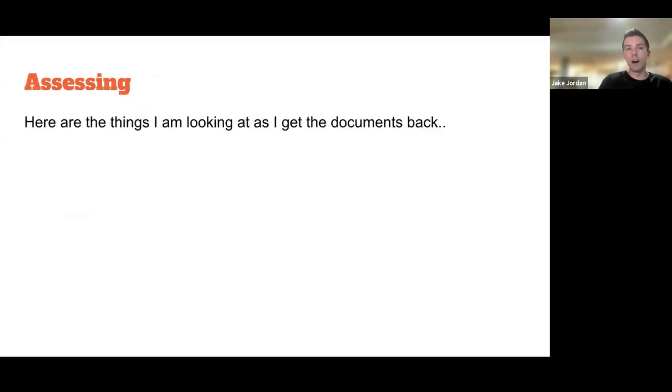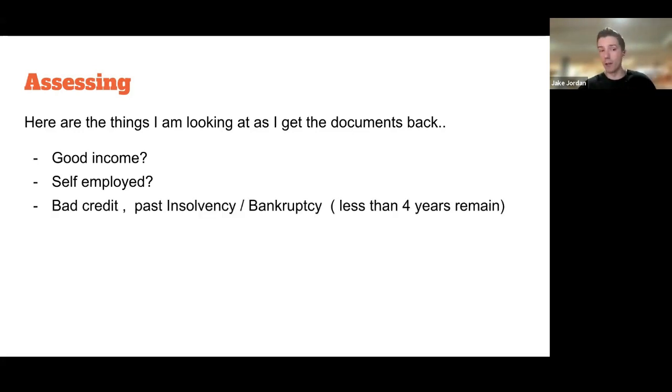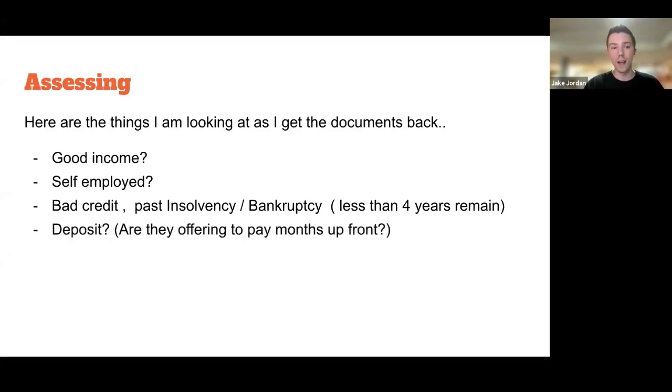So once I get these documents back, I like to assess things. I like to see where they stand and try to place them into different boxes. So, do they have good income? Do they have over 100,000 household income for a year? Are they self-employed? Could that be a reason why they're renting? Do they just not have the recent tax returns to support a mortgage? Do they have bad credit? Do they have past insolvency or bankruptcy with less than 4 years remaining?